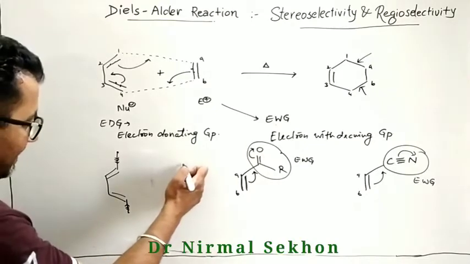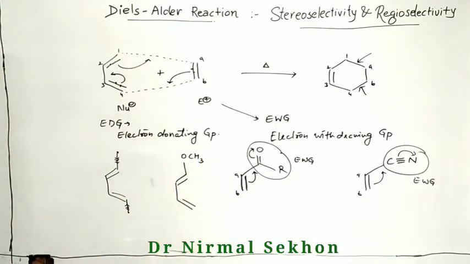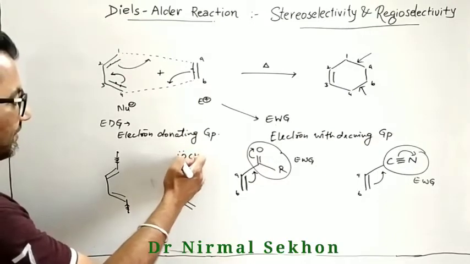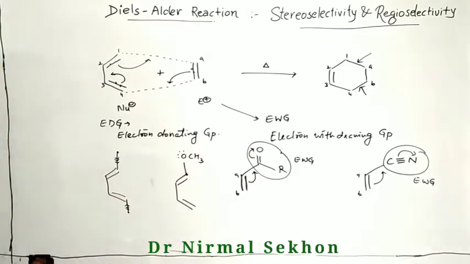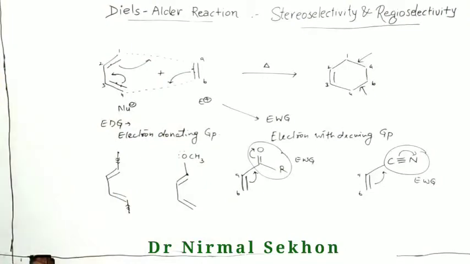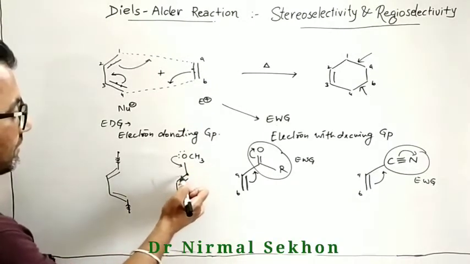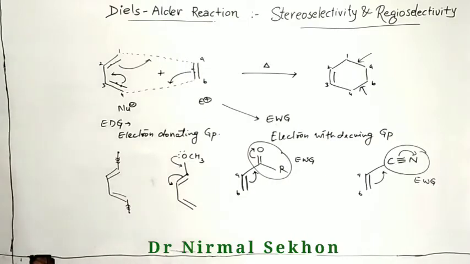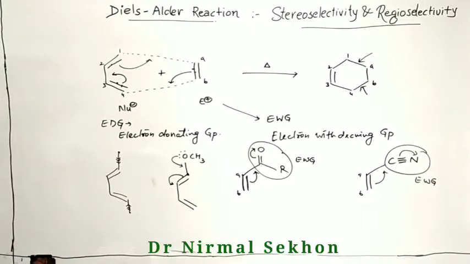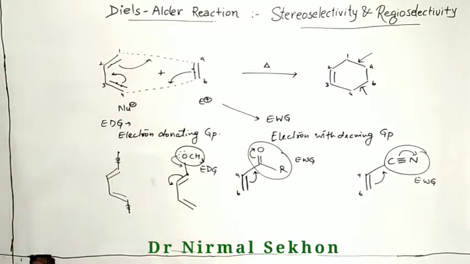The second thing is, suppose we add a methoxy group like this. Now oxygen has a lone pair of electrons. No doubt oxygen is attached to an sp2 hybridized carbon atom. Oxygen withdraws electrons by inductive effect, but on the other hand, oxygen has a lone pair, so it donates electrons like this. This is resonance, and generally speaking, the resonance effect is stronger than the inductive effect. So overall, this methoxy group is an electron donating group, so it increases the reactivity of the diene.